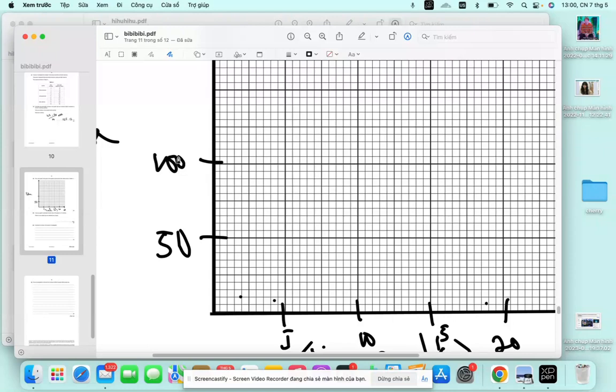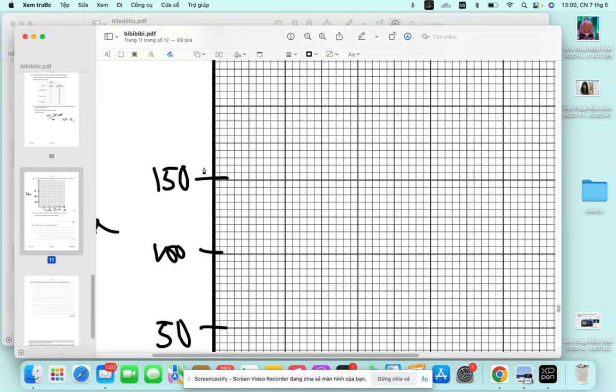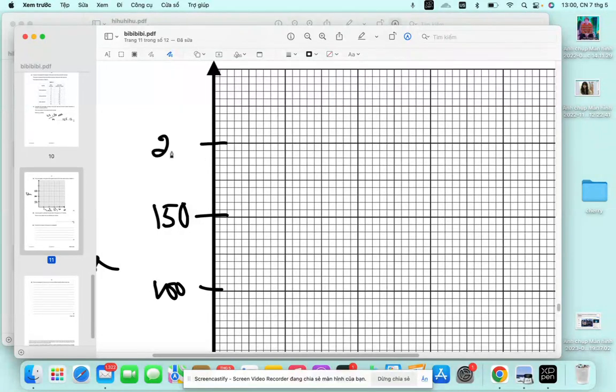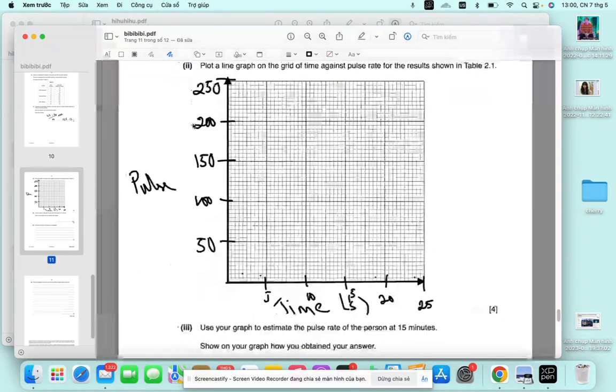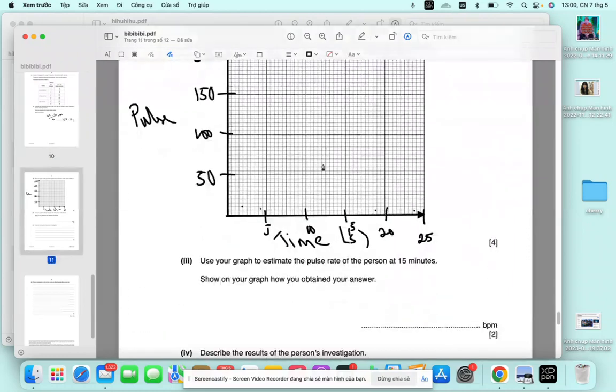This is a quick drawing. It might not be accurate enough. Take your time in the exam to draw a perfect, beautiful graph as best as you could, so you could score 4 out of 4. Okay, let's plot. So we have 2 and 78.